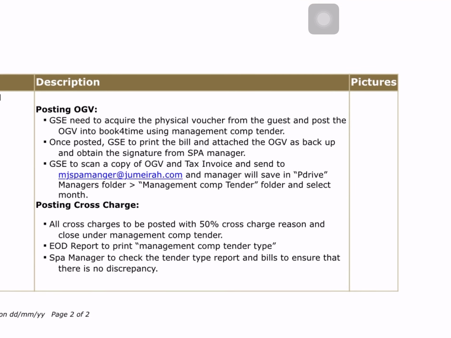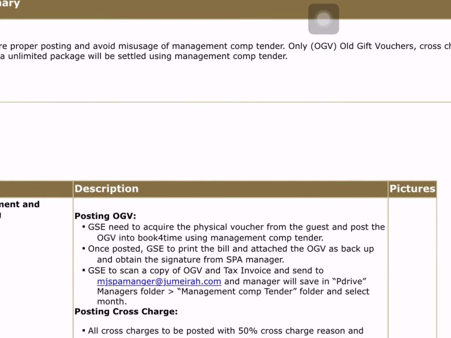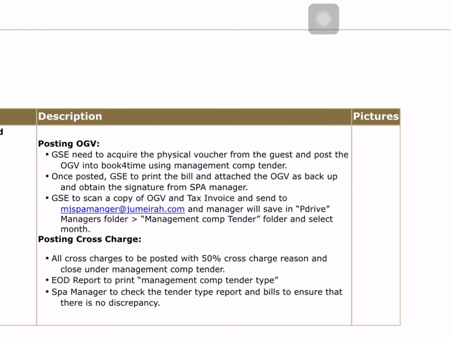Posting cross charge: all cross charges are to be posted with the 50% cross charge reason and closed under management comp tender. End of the day report to print management comp tender type. Then the spa manager checks the tender type report and bills to ensure that there is no discrepancy. To summarize, we have the guidelines where we can use the comp management, and then the manager will check if we did it properly at the end of the day.